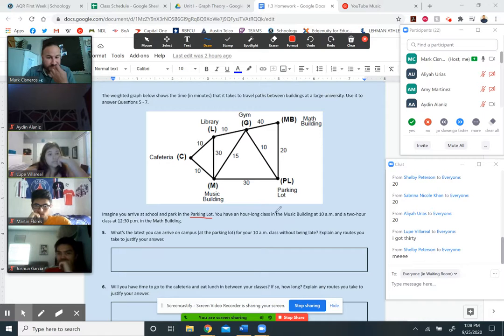So number five says, what's the latest you can arrive on campus in the parking lot for your 10 a.m. class without being late? Explain any routes you take to justify your answer. So if we are entering into the parking lot and I have to be in the music building by 10 a.m., I need to figure out first what's the fastest way to get from the parking lot to the music building. Go ahead and put in the chat what's the fastest way to get from the parking lot to the music building. What's the path and how long does it take? If you have an answer, put that in there. This is not the final answer to the problem. This is going to help me get to the final answer of the problem.